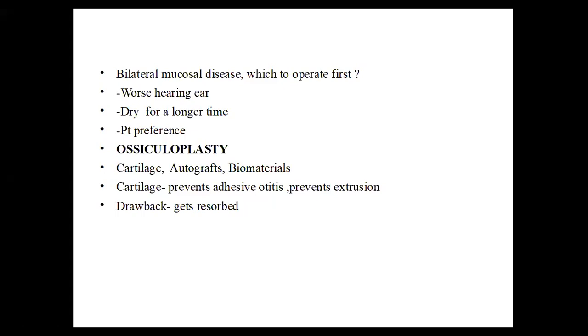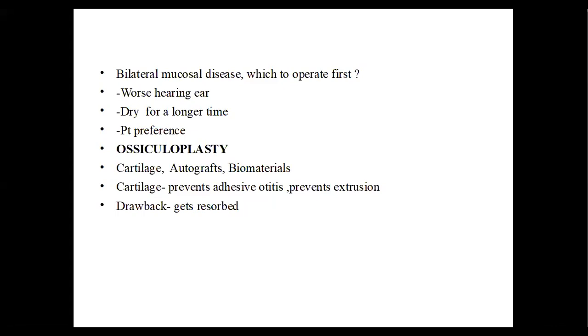Okay. Then a certain question you may be asked about ossiculoplasty is: what are the materials you use for ossiculoplasty? They are cartilage, autografts, and biomaterials, the most commonly used being cartilage. The advantage of cartilage is that it prevents adhesion, which is one of the best parts of cartilage, and the extrusion rate is also very low. But the only drawback is that it easily gets absorbed.